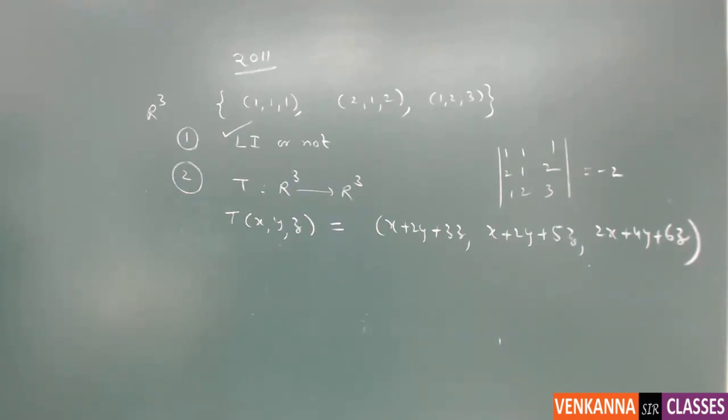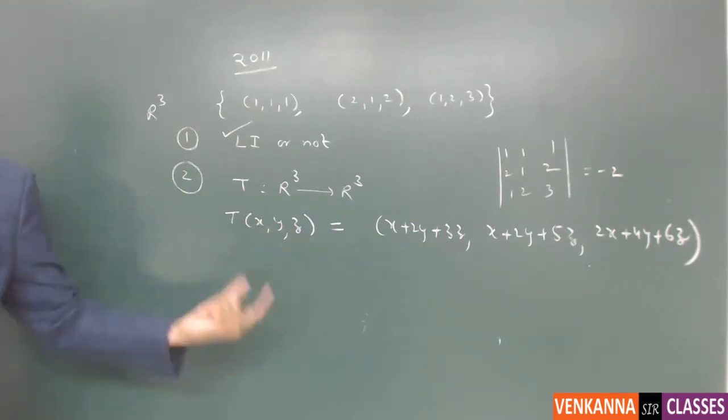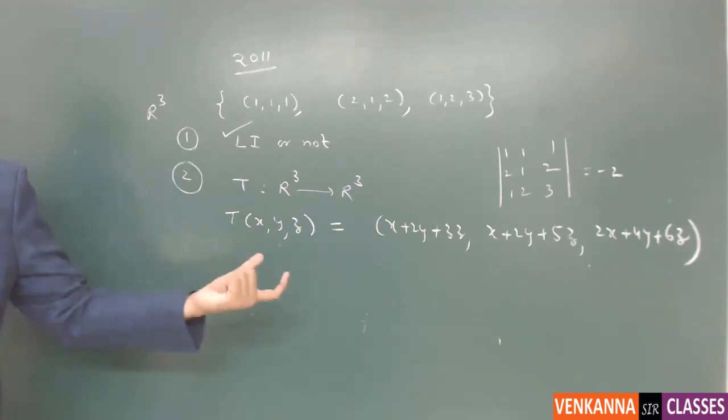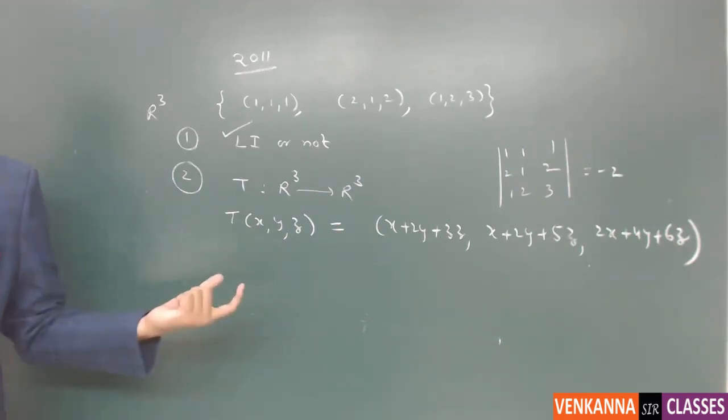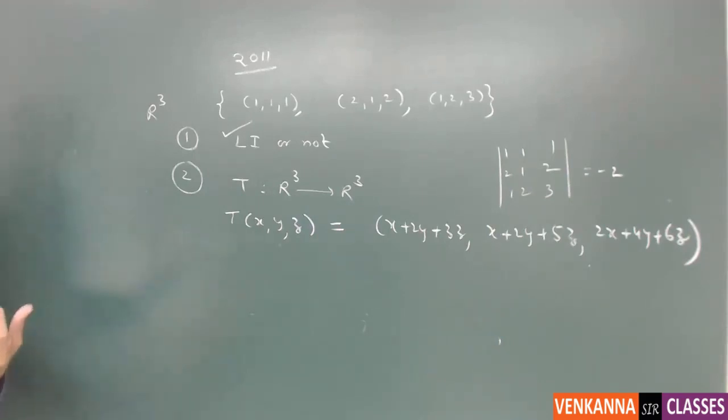Right? Now the question asked is, if you substitute the vectors in this transformation, you will get the respective images. Are the images linearly independent or not? If not, give me the reason. That was the question. Is it clear?